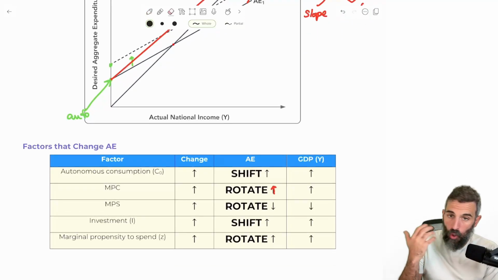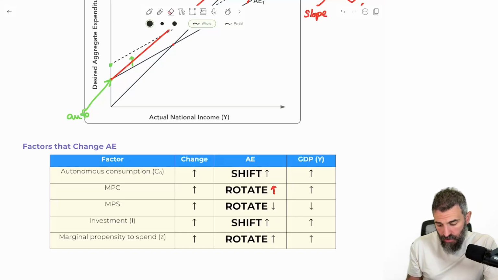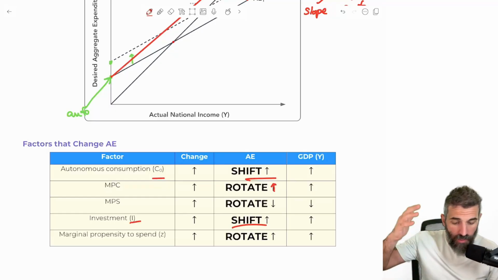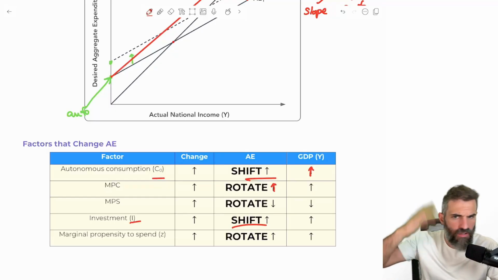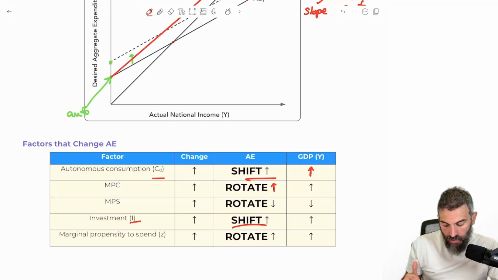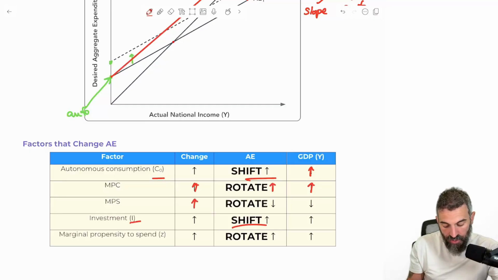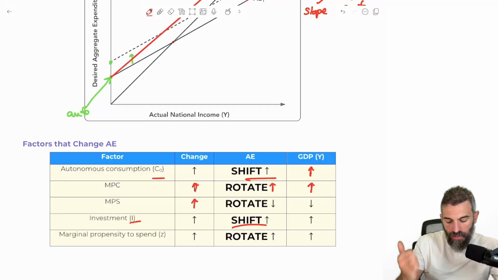I've summarized here all the different things. Anything autonomous you see would be a shift. So this would be shifts up. And when it goes up, the GDP goes up. It's easy. Up, GDP goes up. MPC, which is a rotation, because it's a slope, MPC goes up, rotates up, GDP goes up. MPS, which is the opposite of the MPC, you want to be careful, right? The more we're saving of every dollar, the less we're spending. So you have a downward rotation, which would decrease the GDP.